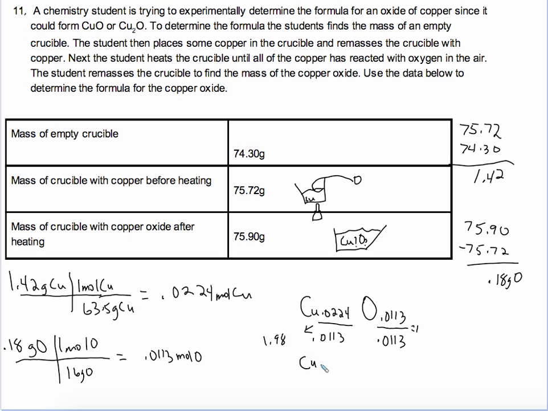So basically what we have is copper 1.98, oxygen 1, and the 1.98 can just be rounded off to 2. So it's Cu2O, and that would be the formula of our copper oxide. Copper 1 oxide is the name of that, but there's 2 coppers. Okay, that's it for this video.